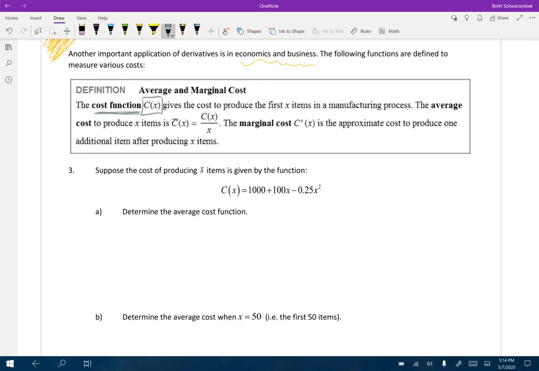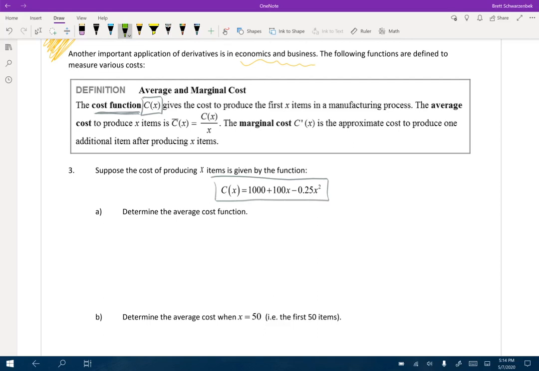Usually C of X is an equation. For example here, it's a polynomial equation. By plugging in a number there, we get the cost of producing the first that many items. So if you plug in 2, you would get the cost to produce the first 2 items in the manufacturing process by just evaluating that function at 2.